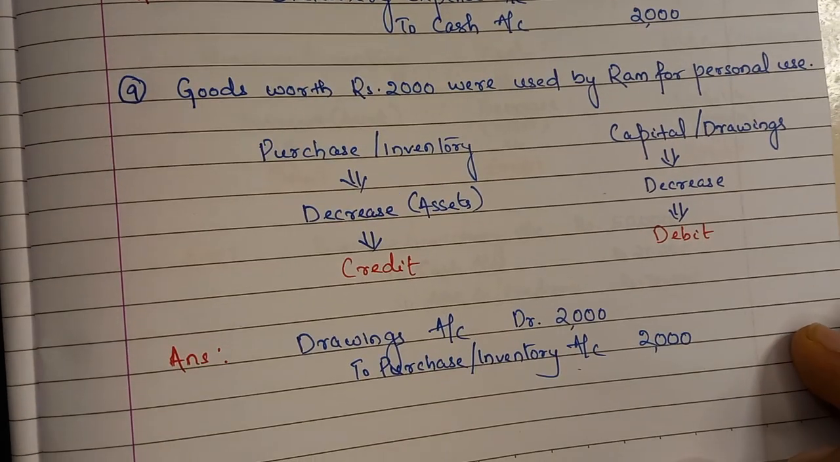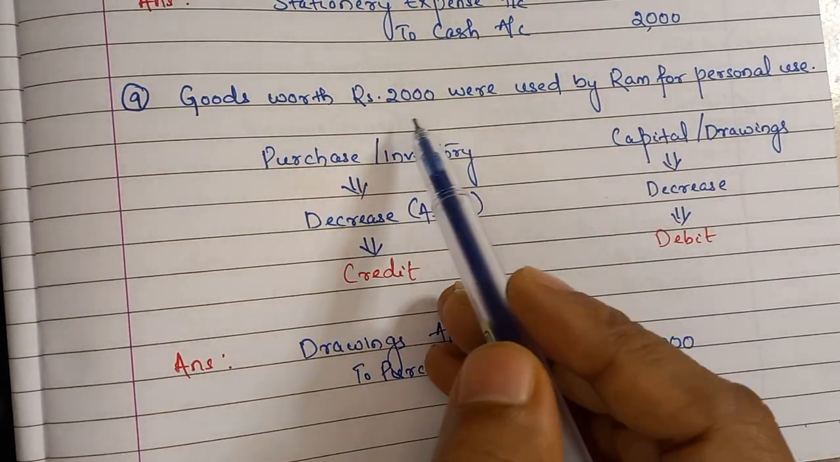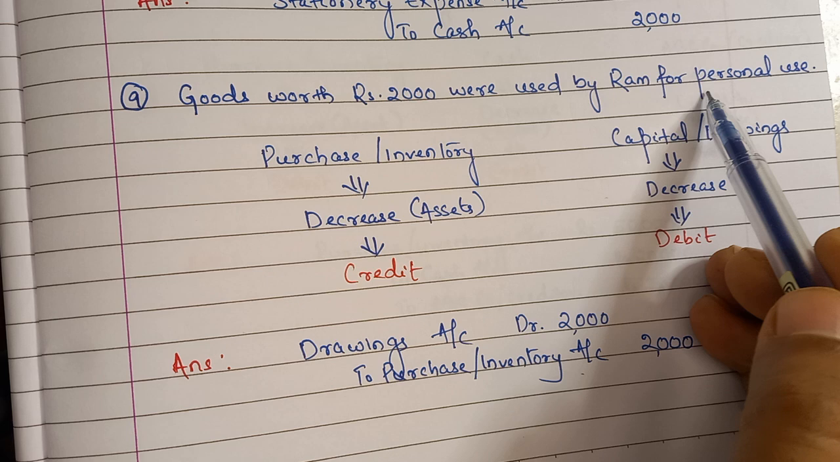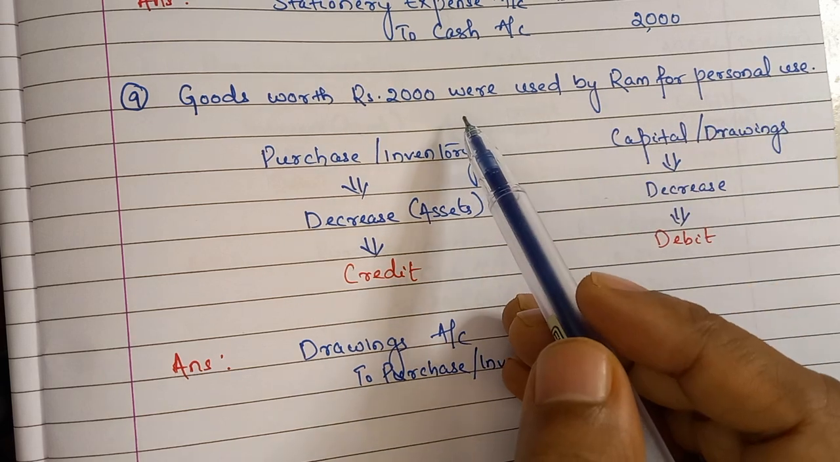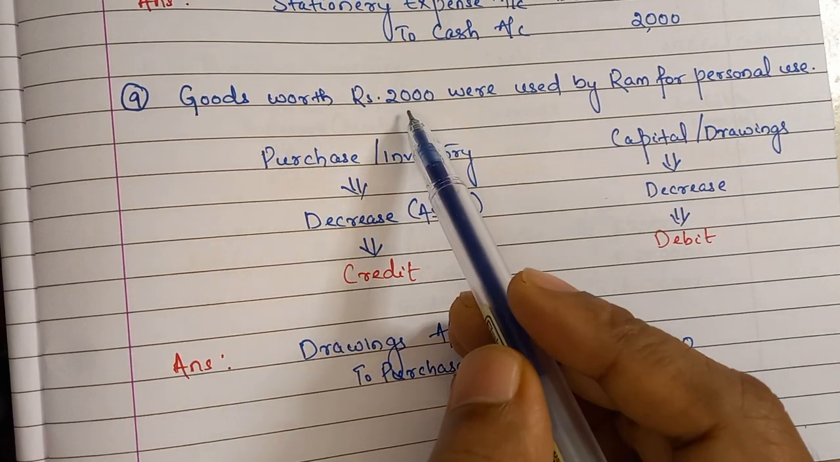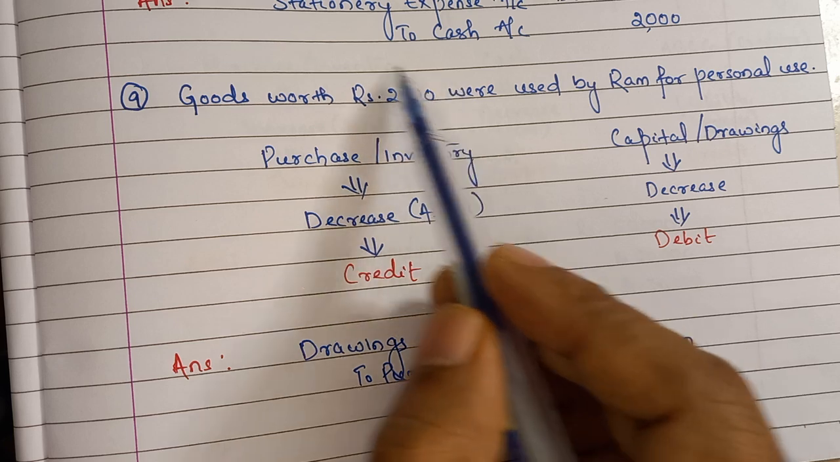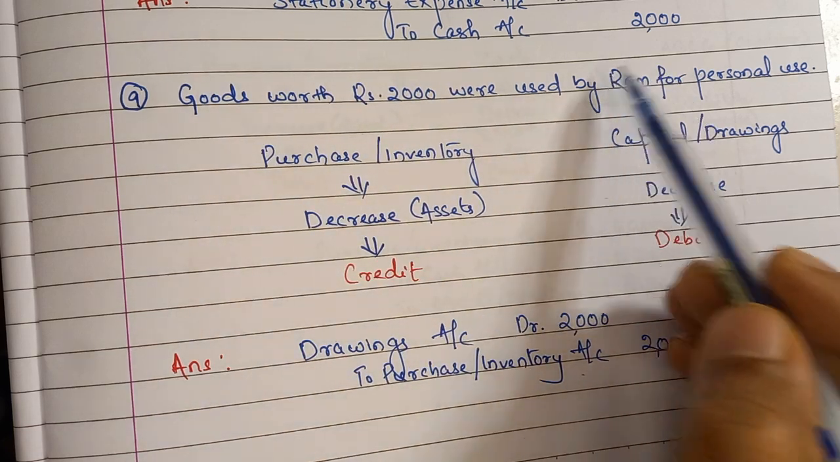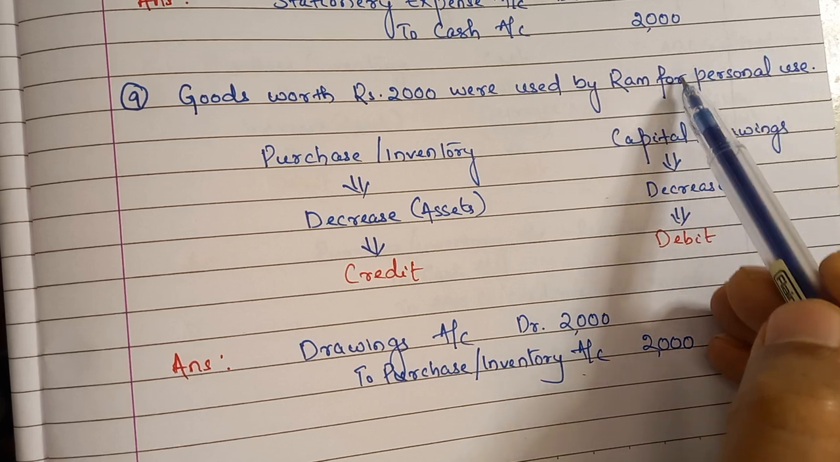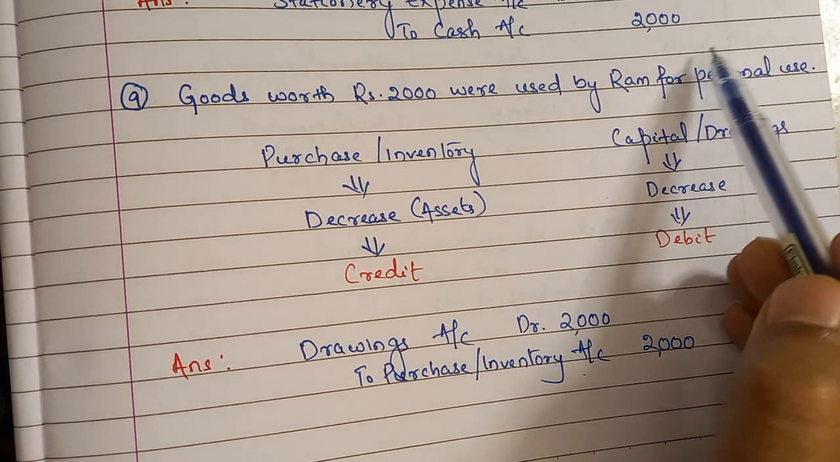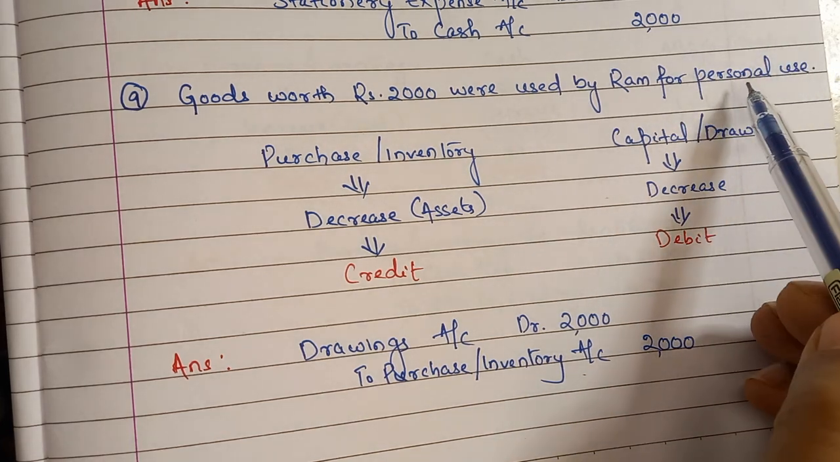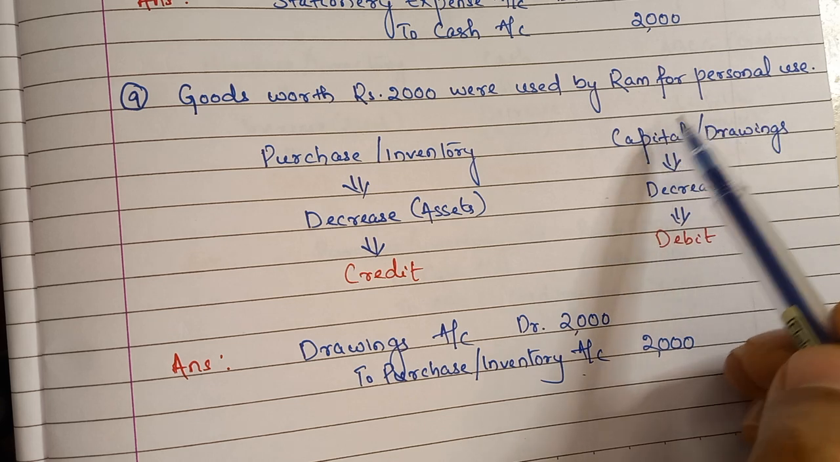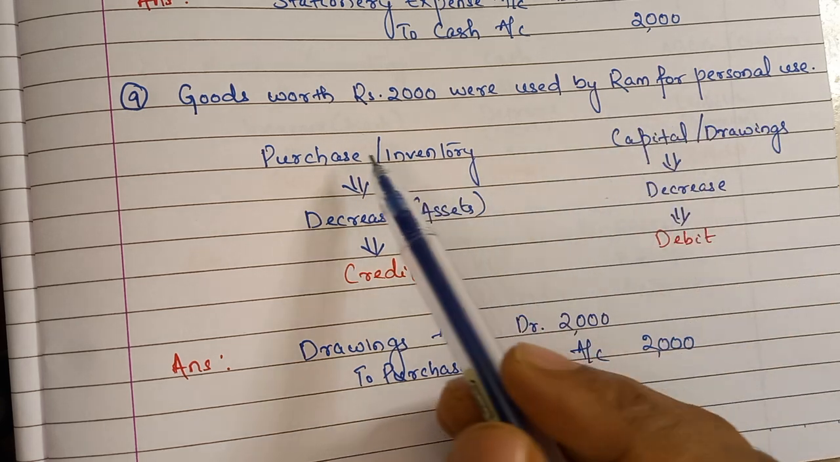Now coming to the last question. Goods worth rupees 2000 were used by Ram for personal use. So here there is a trick you need to understand. Goods worth rupees 2000, that means these goods relate to the business. But what is happening? Ram, who is the owner of the business, he is taking these goods for his personal use. So obviously the capital he has invested, to some extent money is going back to the owner. So what is happening here?